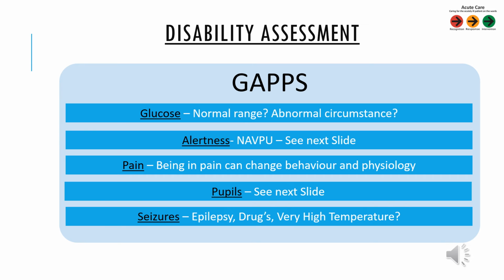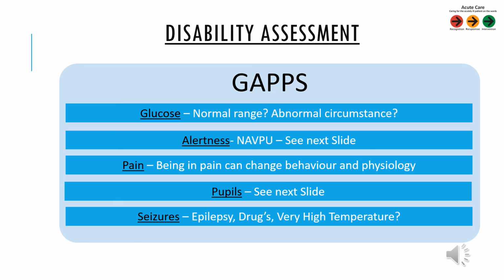Level of alertness, we will look at the NAPU scale on the next slide. Pain will change both behaviour and physiological observations. If someone is in pain, they may be more agitated, they may have an elevated heart rate or blood pressure. Pupils will also be looked at on the next slide.